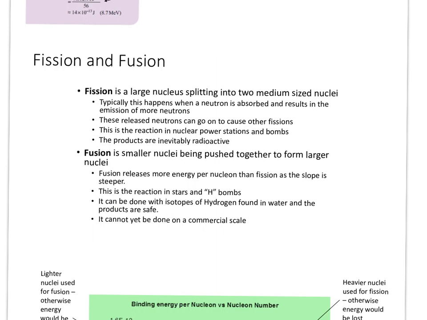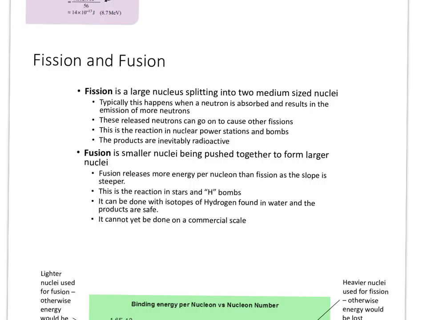Fission occurs when a large nucleus splits into two medium-sized nuclei. This usually happens when a neutron is absorbed and results in the emission of more neutrons that go on to cause other fissions, hence a chain reaction. This reaction is used in nuclear power stations and in certain bombs. The products are radioactive, inevitably.